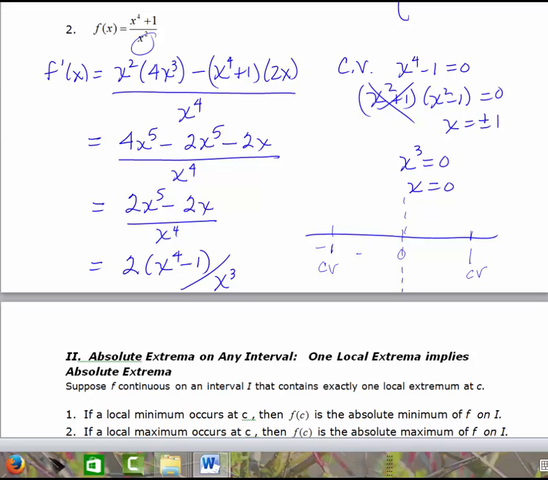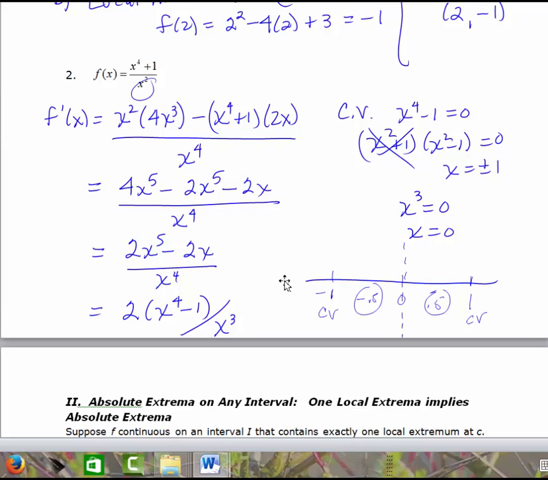So testing, test -0.5, test 0.5. Also we need to the left of -1, we'll pick a test value of -2. And also to the right of 1, we'll pick a test value of 2. So I got 4 test values. When I plug these values into the first derivative, I get negative values in this first interval. I get positive from -1 to 0. I get negative from 0 to 1. And then I get positive from 1 to infinity.